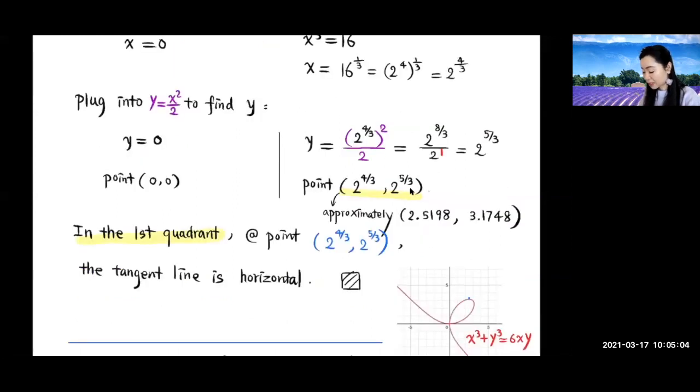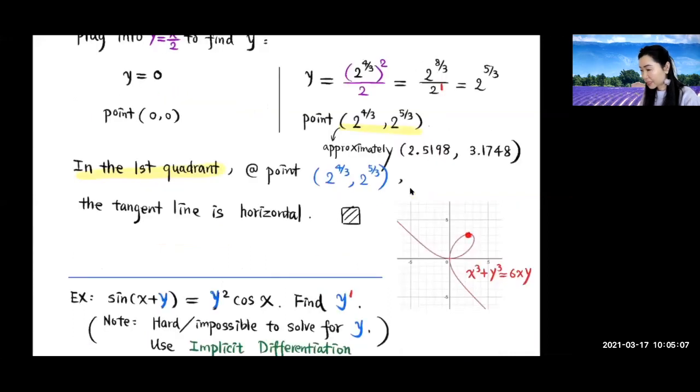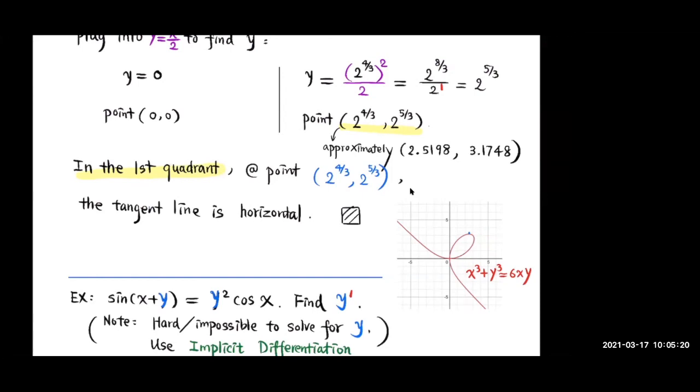So now at this point, that point right there in the first quadrant, the tangent line will be horizontal. Does it answer your question? It does, yeah, thank you very much. Okay.